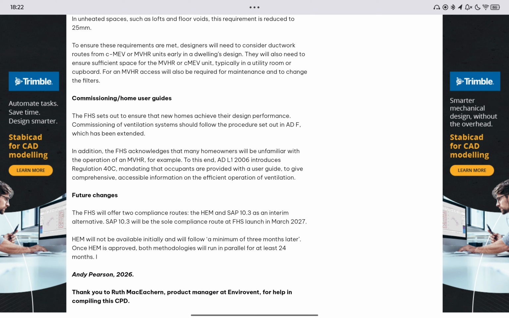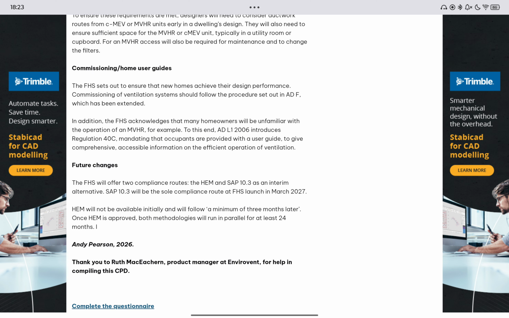Commissioning and home user guides. The FHS sets out to ensure that new homes achieve their design performance. Commissioning of ventilation systems should follow the procedure set out in ADF, which has been extended. In addition, the FHS acknowledges that many homeowners will be unfamiliar with the operation of an MVHR, for example. To this end, ADL 1 2026 introduces Regulation 40C, mandating that occupants are provided with a user guide to give comprehensive, accessible information on the efficient operation of ventilation.